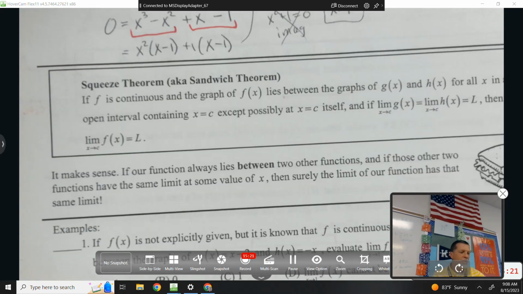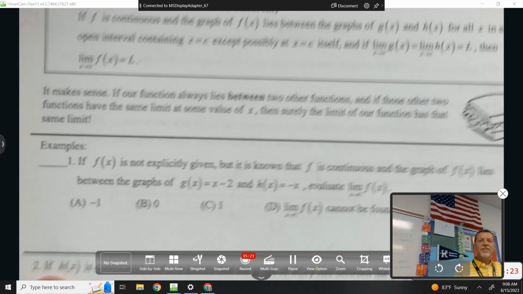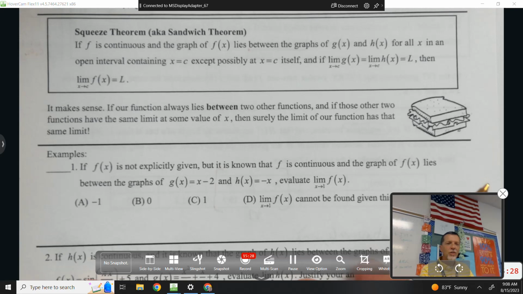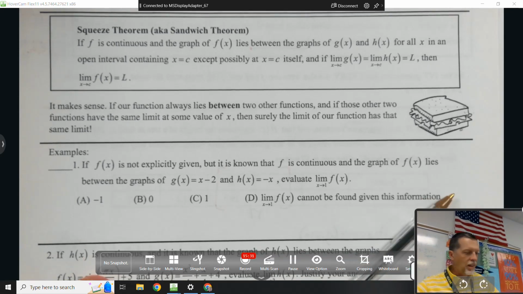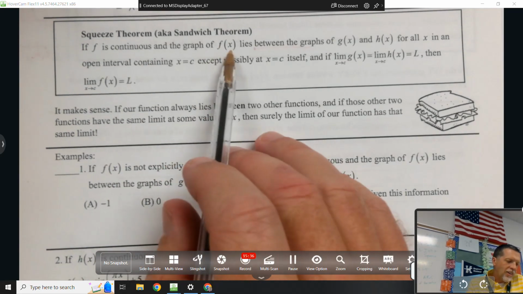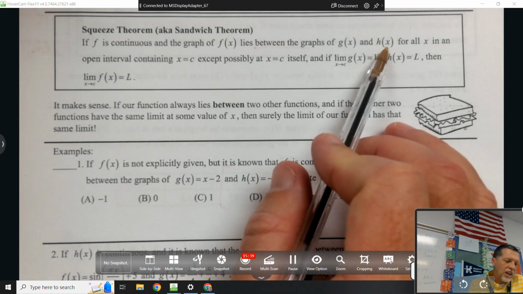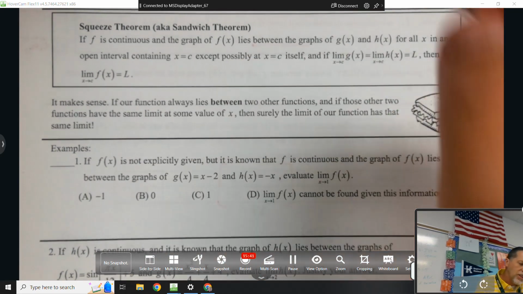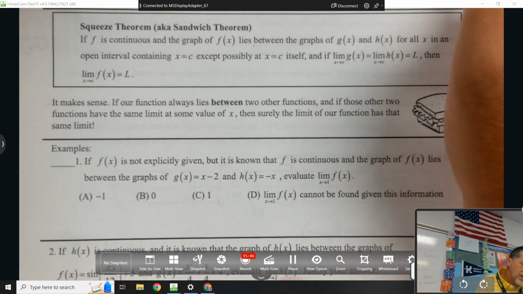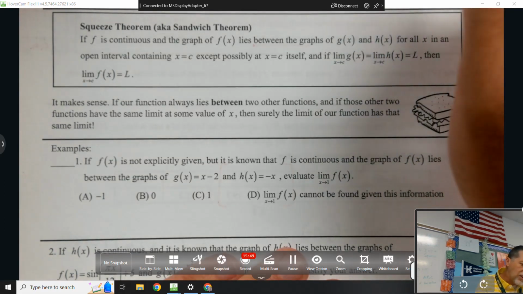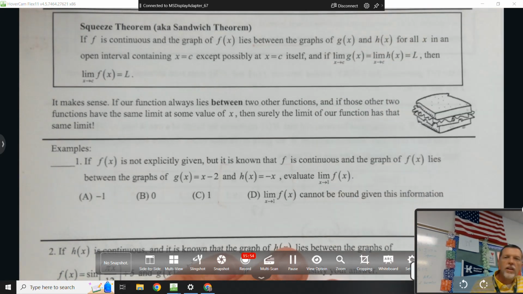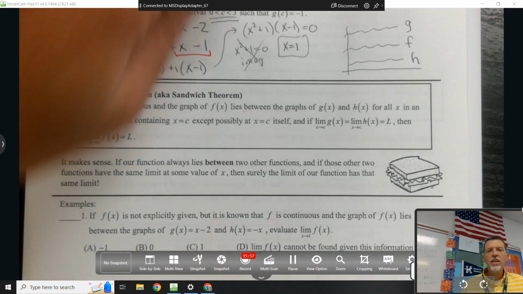All right, squeeze theorem. This is a fun one because it's an easy one, and it's hard to write a squeeze theorem problem that's anything other than super easy. So that's a good thing. If f is continuous and the graph of f lies between the graphs of g and h for all x in some interval. Okay, so let's draw a picture of what's going on here. So f is continuous. It lies between g and h.